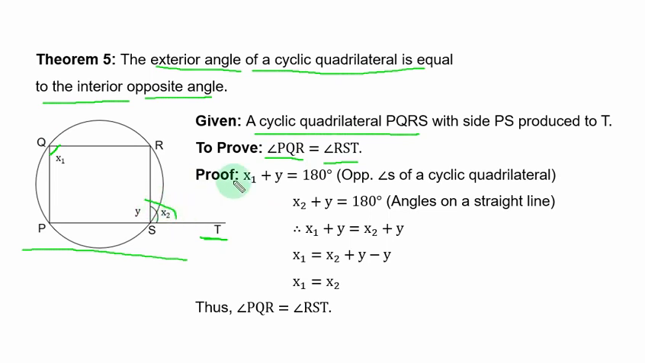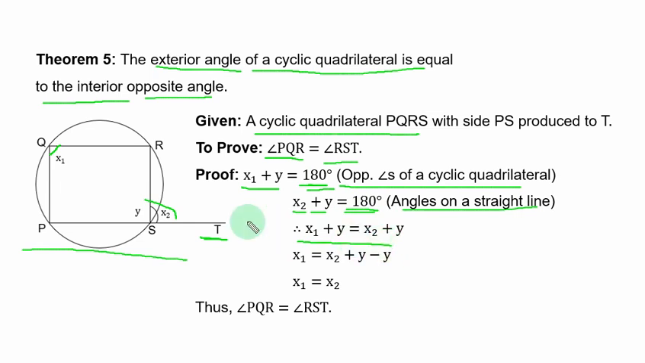Proof. From here, you have it that S1 plus Y is equal to 180 degrees. That is Theorem 4. Opposite angles of a cyclic quadrilateral are supplementary. Again, you have it that S2 plus Y is equal to 180 degrees, angles on a straight line. Now, in both equations, the right hand sides are equal, 180, 180. By implication, the other two sides are also equal.